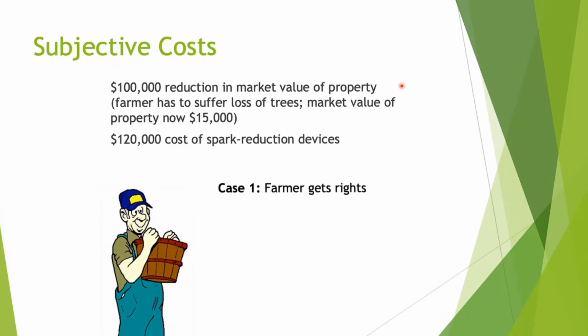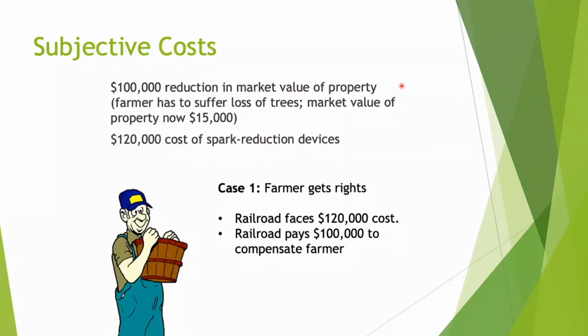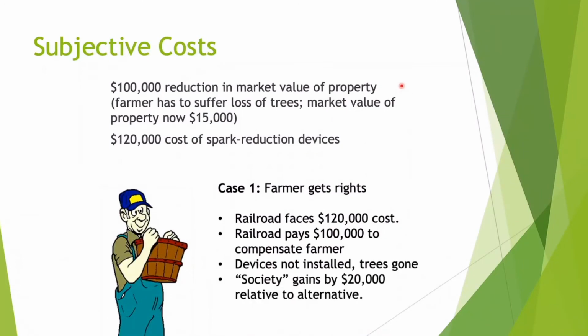So he said, let's suppose the farmer gets the rights. The railroad has to pay $120,000 to put the spark arresting devices on the trains. And so the railroad's going to approach the farmer and say, look, it's going to cost us a lot of money to do this. If we just compensate you for the loss of your orchard, would that be okay? Would you accept that? And we could save ourselves $20,000. So the devices don't get installed, the trees are gone. Society gains by $20,000 compared to the alternative.